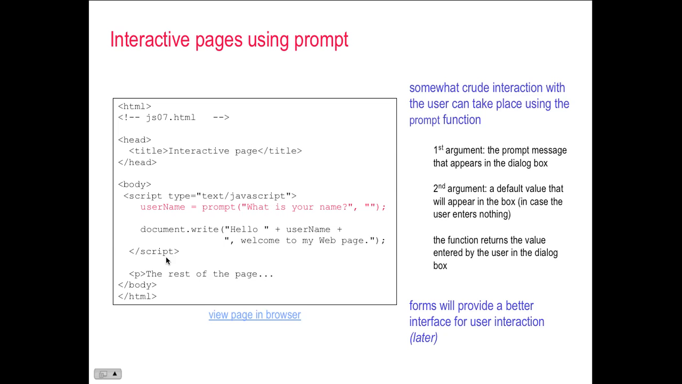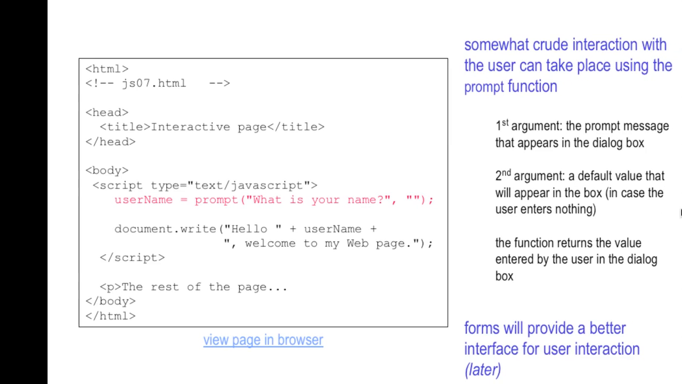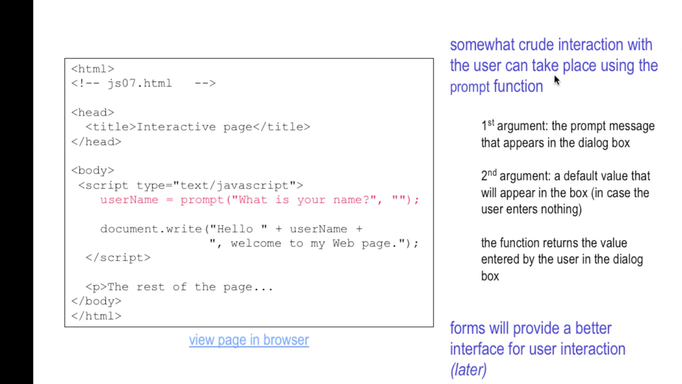Interactive pages using prompts. We've seen this actually. Enter your name, put the name into a prompt. And that's JavaScript. So what do we have here? We have a prompt that says username is going to be equal to a prompt. The text that comes out of the prompt is going to be assigned to username. So somewhat crude interaction with users can be placed in the prompt function.